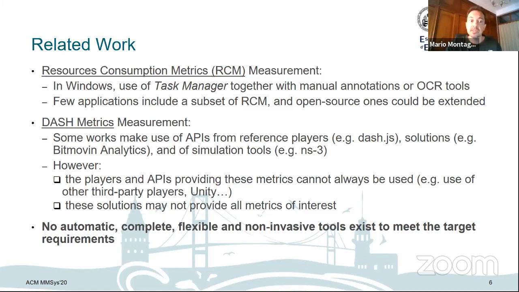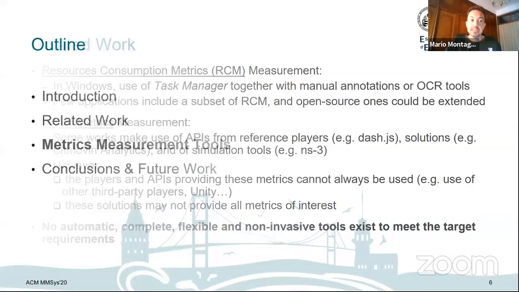The other one is, of course, if we are using Dash.js or powerful tools like Bitmovin Analytics, we can measure quality of service metrics for the DASH streams. But many times we are forced to use third-party players, or, for example, when using Unity and embedding a DASH stream in Unity, we have no way to measure these metrics. So we decided to develop a tool which runs in combination with Wireshark or TShark, the console-based version of Wireshark, to measure these metrics.